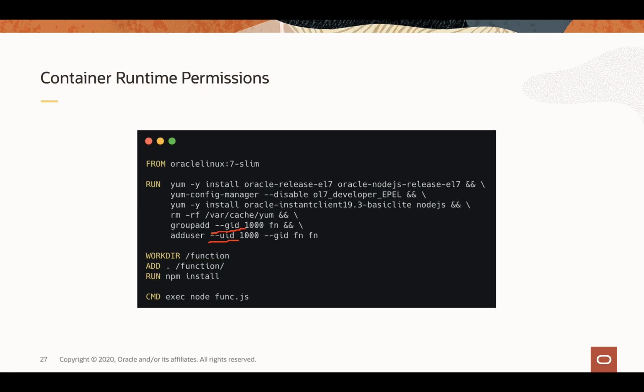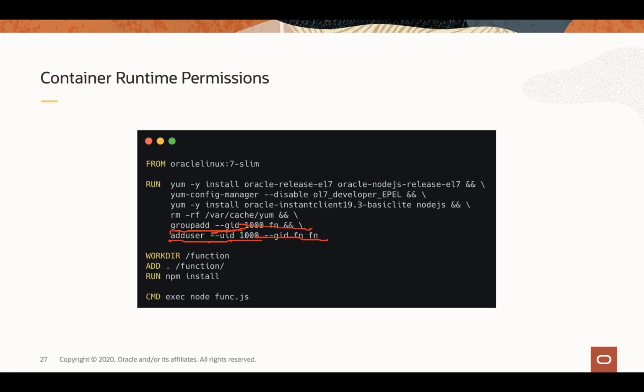Okay. When starting a container to run a function, Oracle Functions always specifies a user named fn with a UID of 1000 and a group named fn with a GID of 1000. So the container, and the function running inside it, does not acquire the default capabilities. Here, as you can see, we allow group add and add user with a UID of 1000 called fn, and a GID of 1000 called fn.